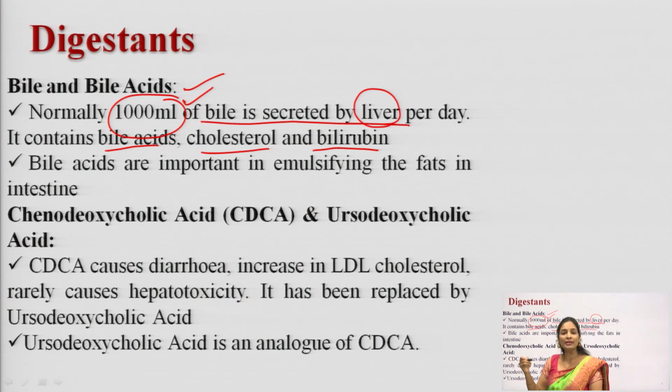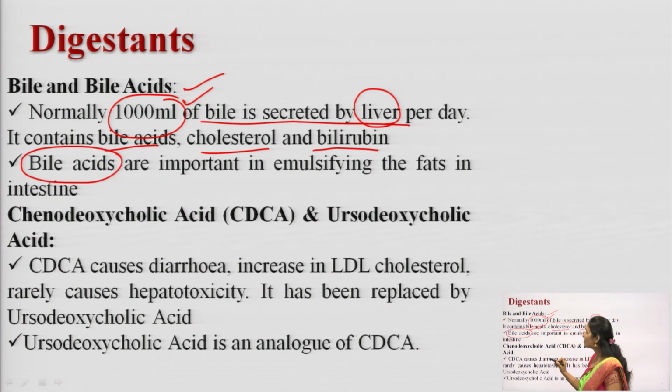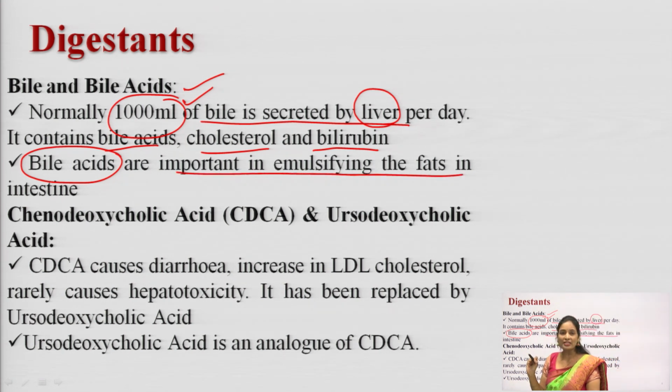The bile acids are important in emulsifying the fats in the intestine. So, what is the important role of these bile acids? They are the agents which will emulsify the fats in the intestine. This is the important role of bile acids.